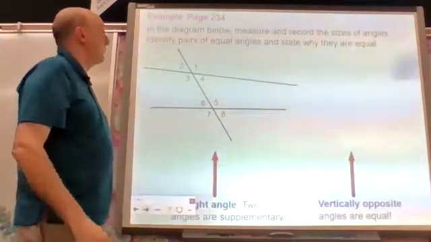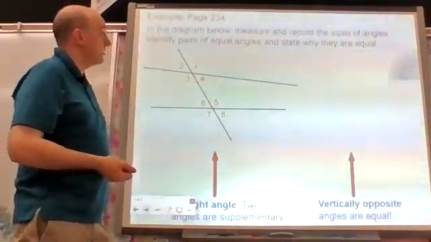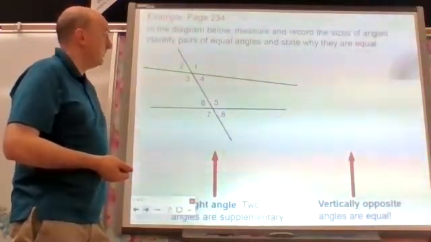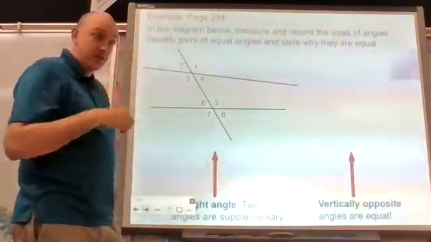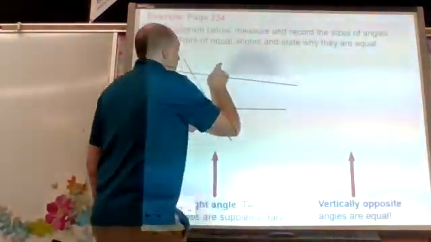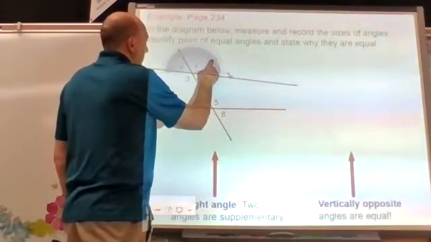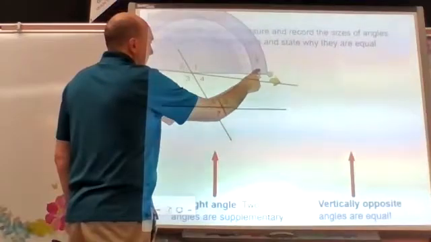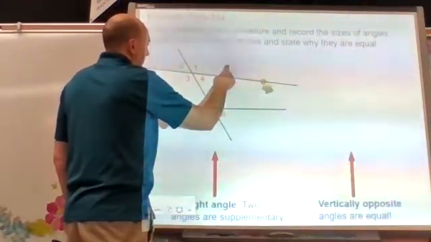More stuff. All right, page 234, this is the example. In the diagram below, measure and record the sizes of angles. Identify pairs of equal angles and state why they are equal. Well, first off, let's measure as it requests. We're going to take our protractor. Let's make it bigger so we can see it.